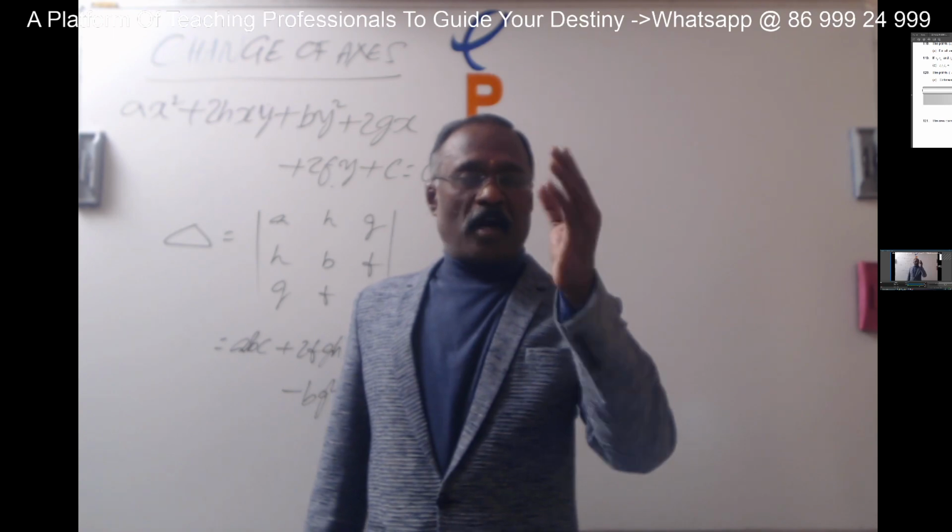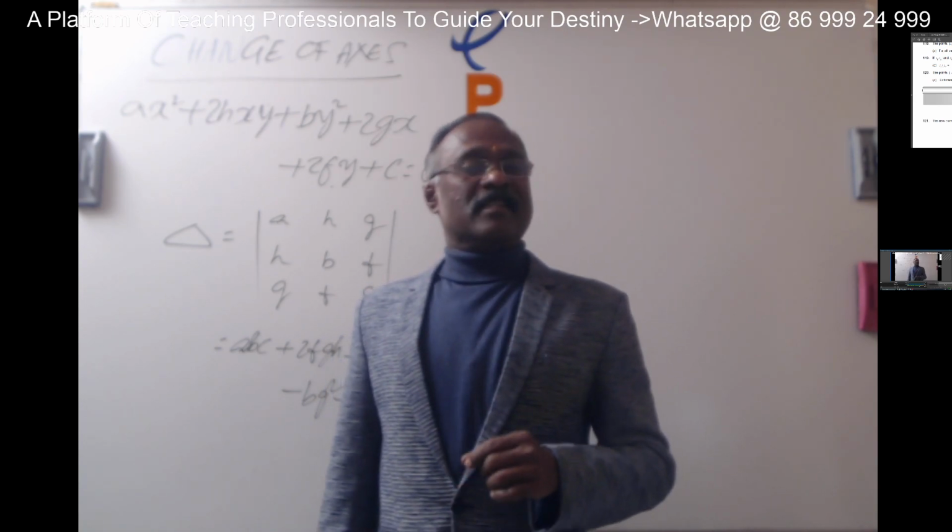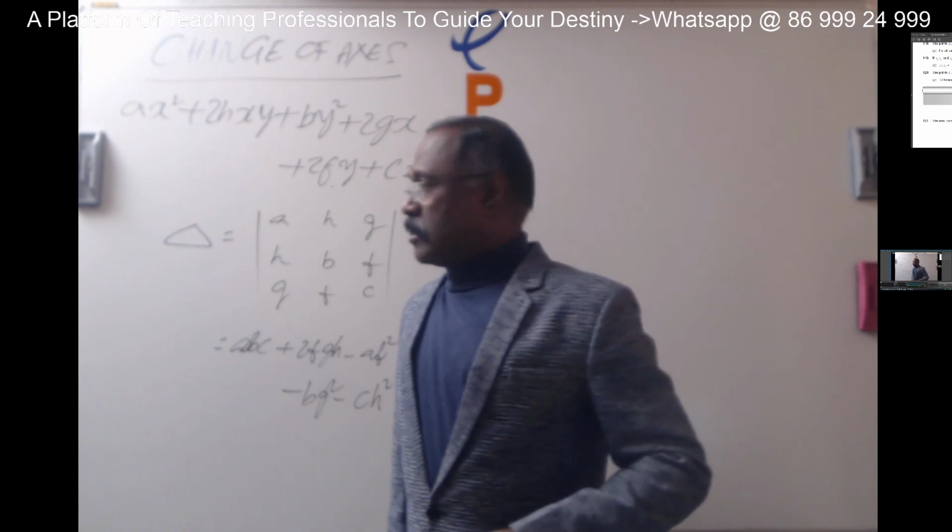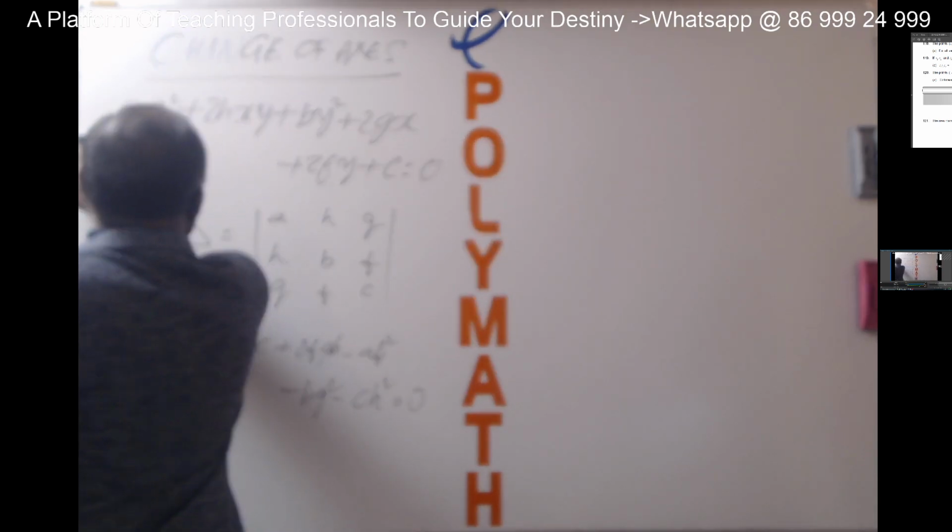And the importance of this second degree non-homogeneous equation is that any geometrical figure in two-dimensional geometry is denoted by a second degree non-homogeneous equation under certain conditions. This is to be understood. Now, let us understand the change of axis.